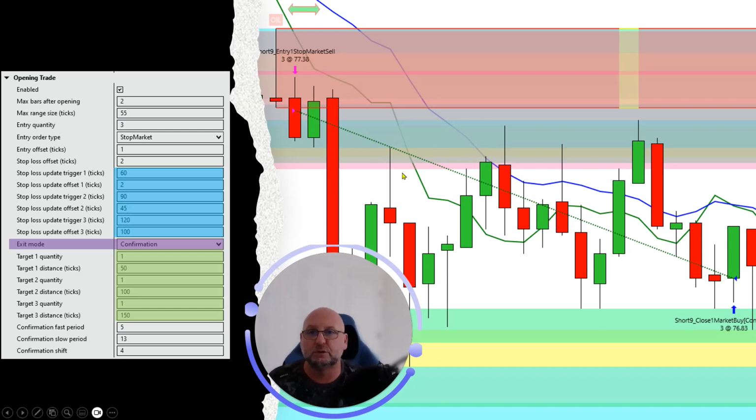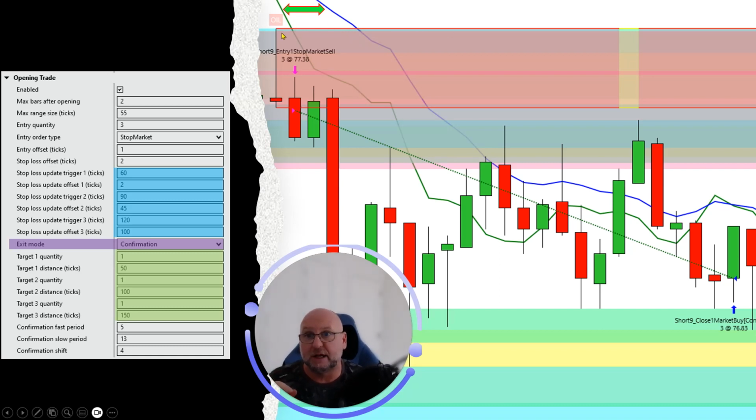Now when it comes to understanding if the confirmation strategy is going to be confirmed, it is these two EMAs here. So when we're going short, the green has to be below the blue. Okay, they're offset, and there's lots of settings for those. We can see here the confirmation fast is 5, the confirmation slow period is 13, and the confirmation shift is 4. But I'm not going to go into all of those details right now. The main thing is it will select the confirmation strategy to look for those runners, and we'll look at some examples in a minute.